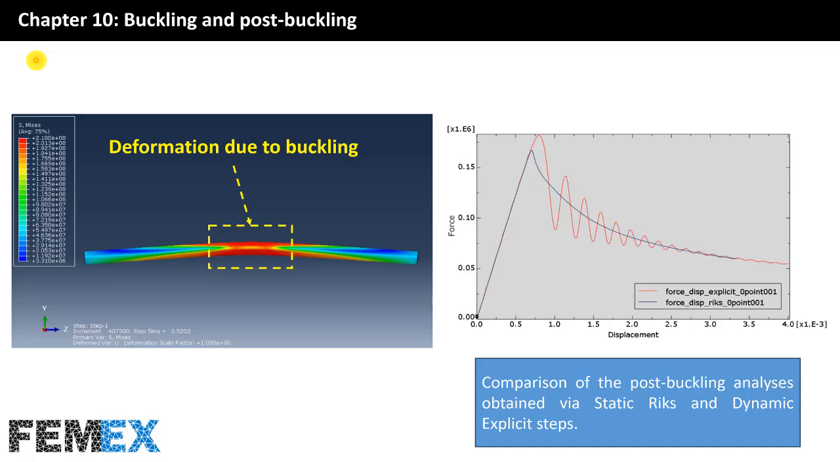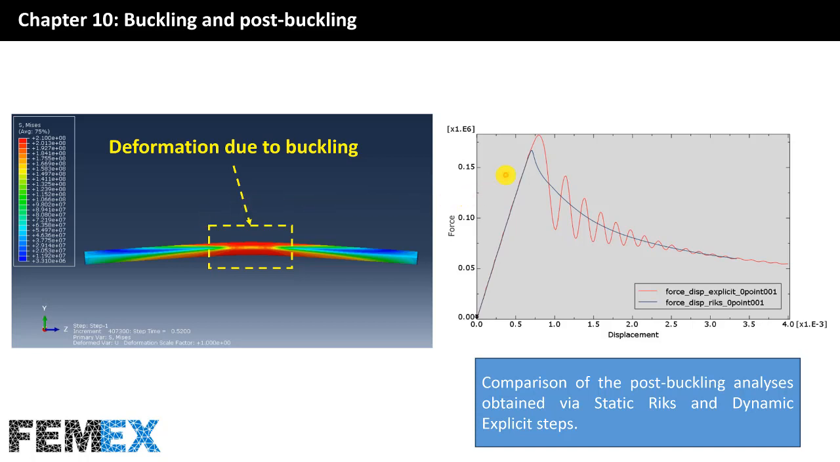In this chapter, I have used both the beam and solid elements to do buckling simulation, and then I have used solid elements to do post-buckling simulation. Here you can see the post-buckling simulation, and at the center of the beam we have the deformation due to the buckling. In this chapter, I have used 3 steps: Buckle step to do the buckling analysis, and dynamic explicit and static Riks steps to do the post-buckling analysis.